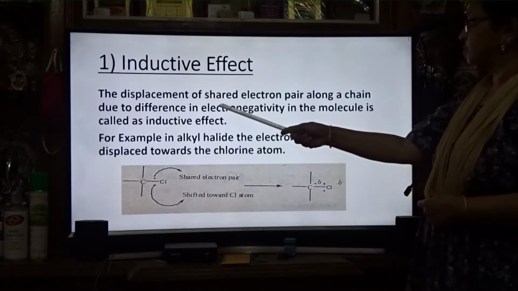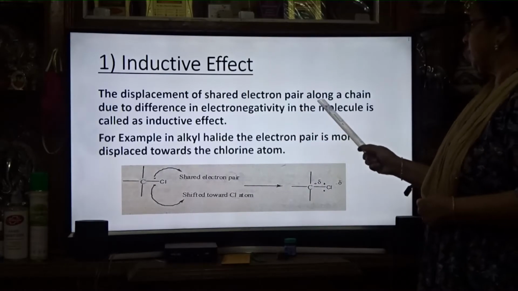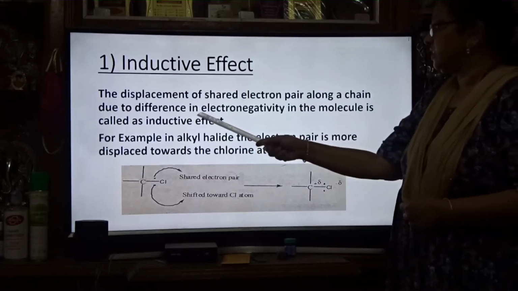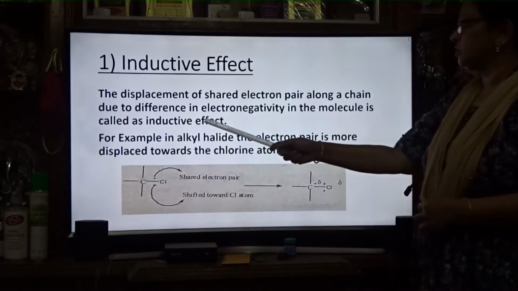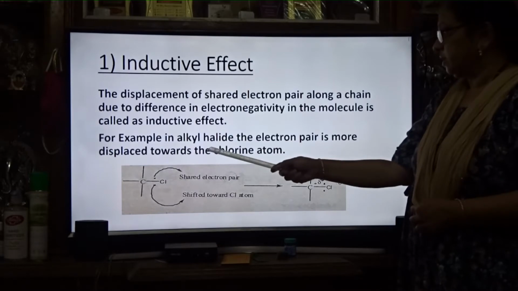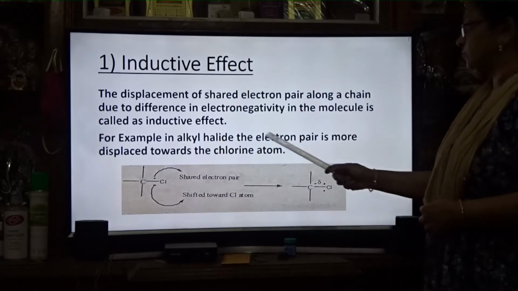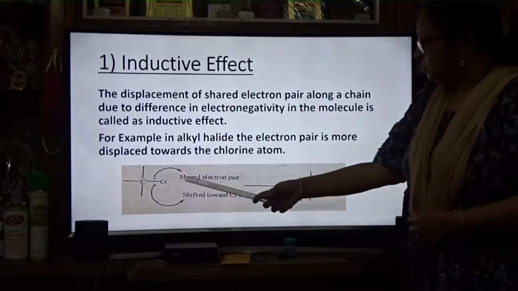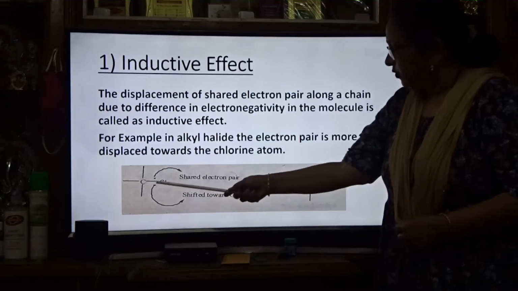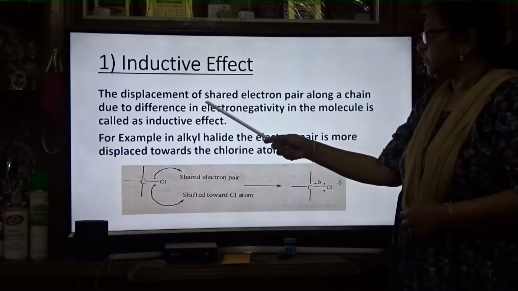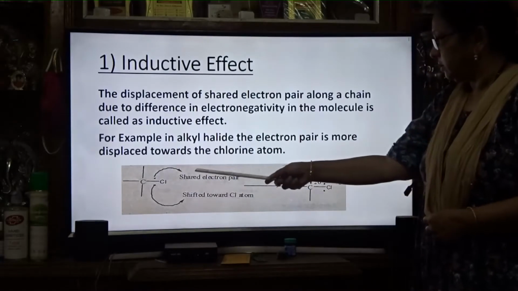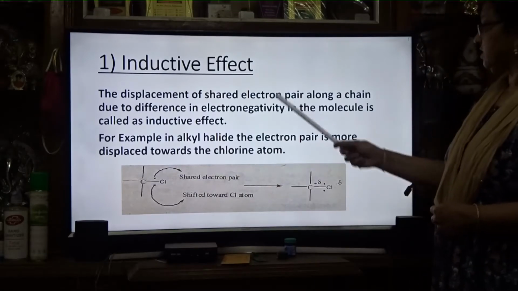Inductive effect: the displacement of shared electron pair along a chain due to difference in electronegativity in the molecule is called inductive effect. For example, in alkyl halide, the electron pair is more displaced toward the chlorine atom. So, what is happening? The displacement of the shared electron pair is taking place, and so it is known as inductive effect.